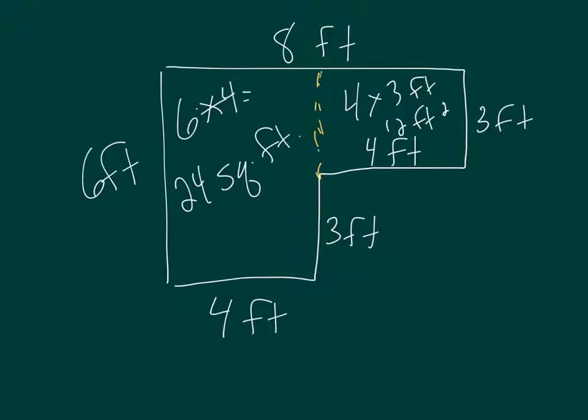If I think about those together, I've got 24 square feet plus 12 square feet, and if I add them together, I get 36 square feet. And there's my answer. I converted, and I found the area of a complex figure.